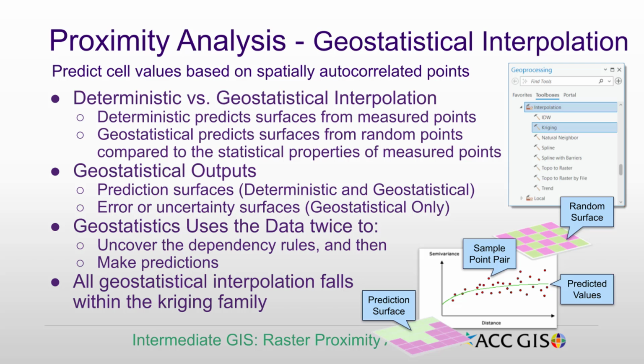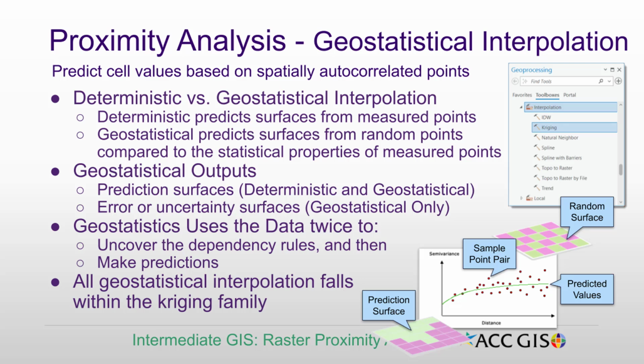The outputs of a geostatistical interpolation include the prediction surface, which both deterministic and geostatistical do, but a benefit of geostatistical, it also generates the error or uncertainty surface. So you can actually quantify how accurate your predictions are. In geostatistical analysis, you're using the data twice. First, you're uncovering the dependency rules or the correlation between your data, and then you're making predictions based on that.